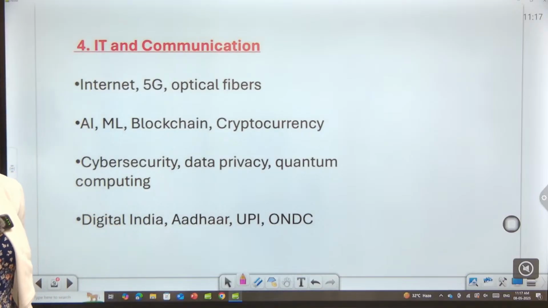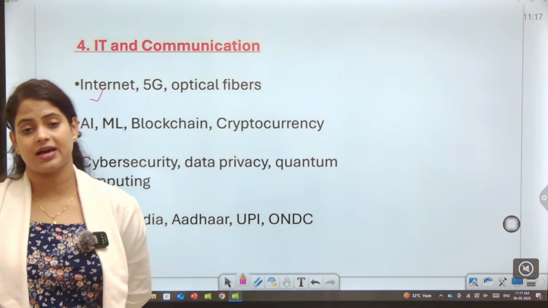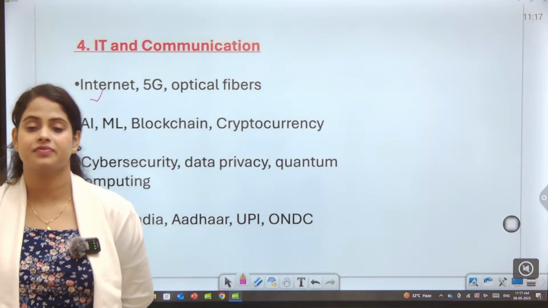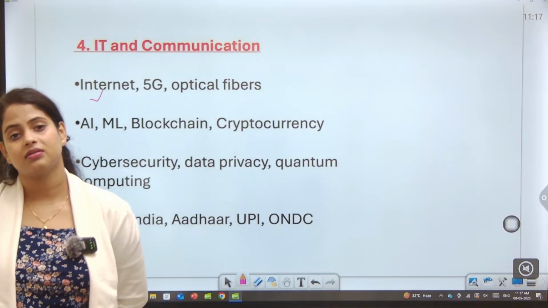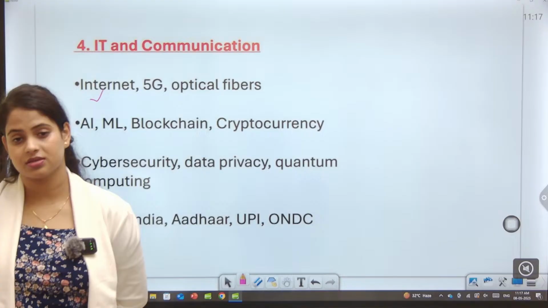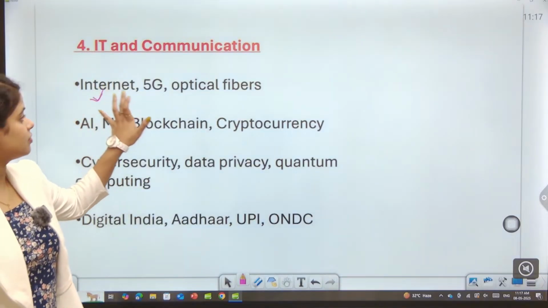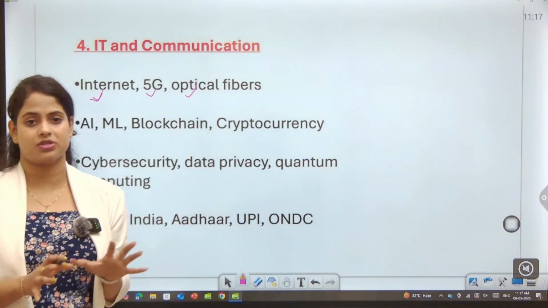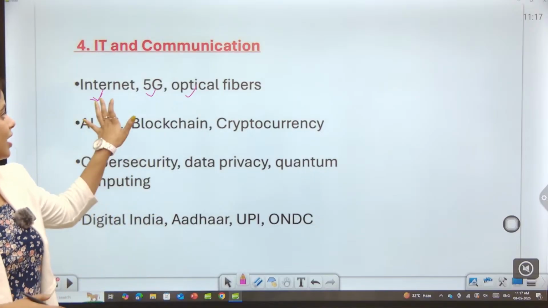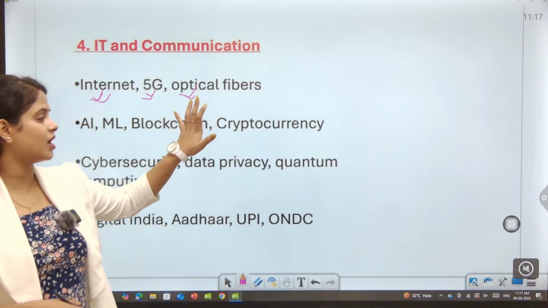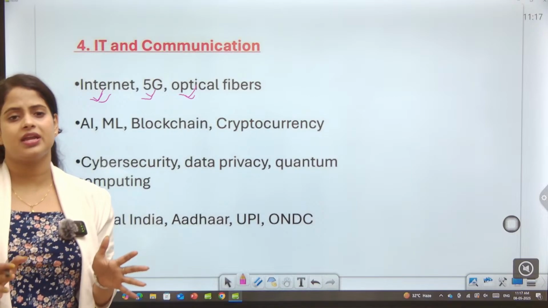So see, the internet. Mostly from the class, from the starting of the class, I have been saying that the future is AI. So the internet, the 5G, the optical fibers. These are important roles in IT and communication.